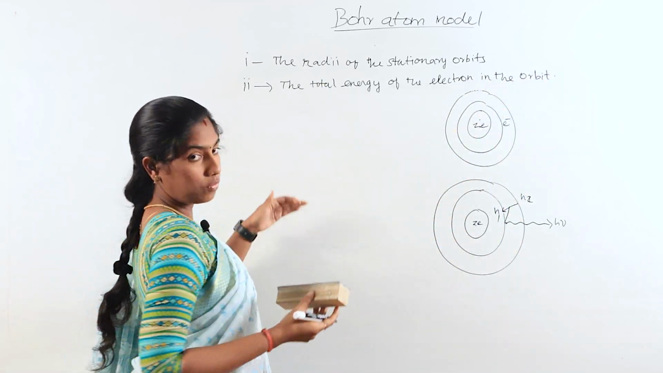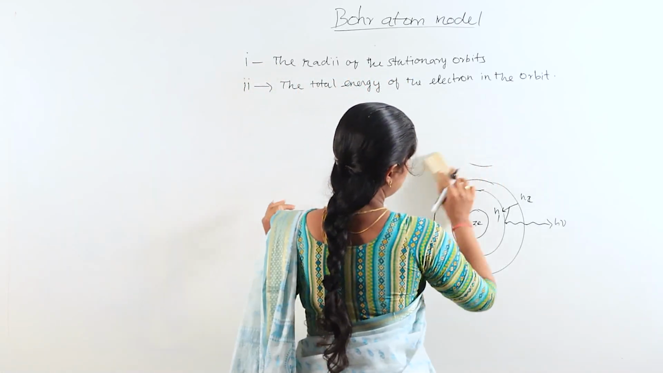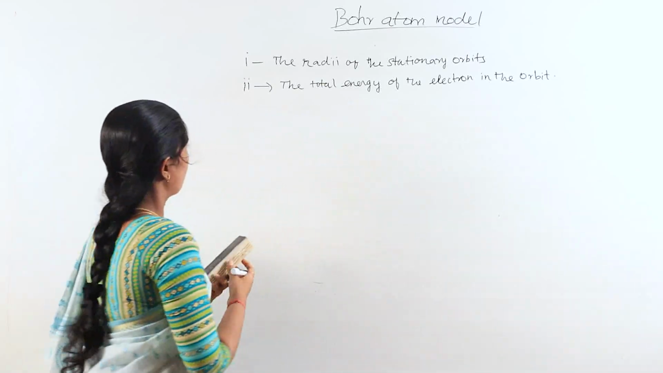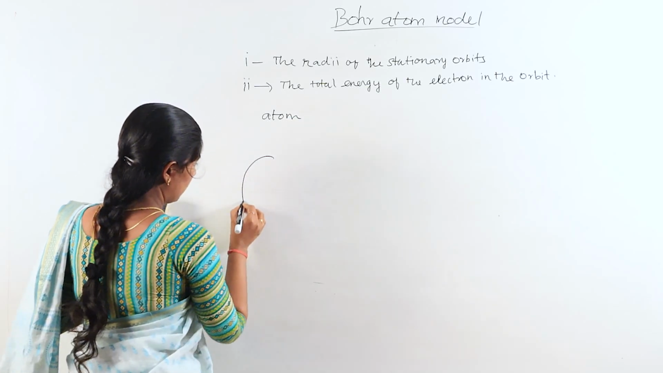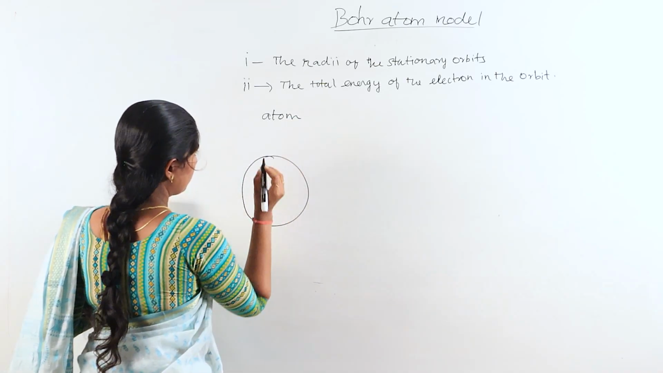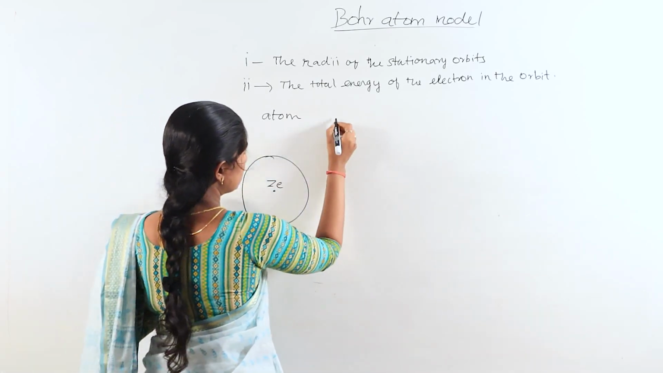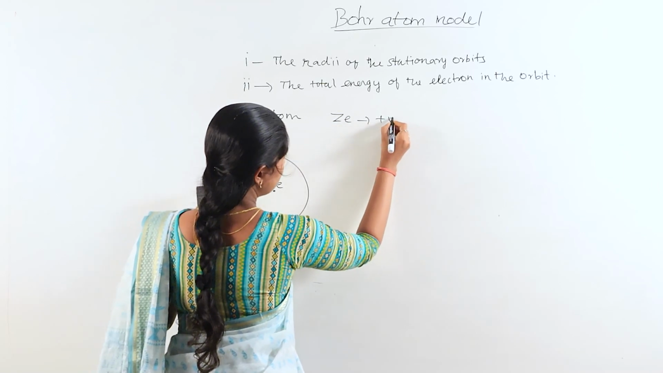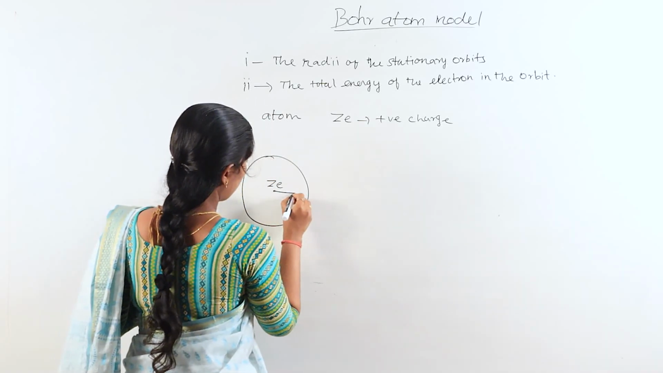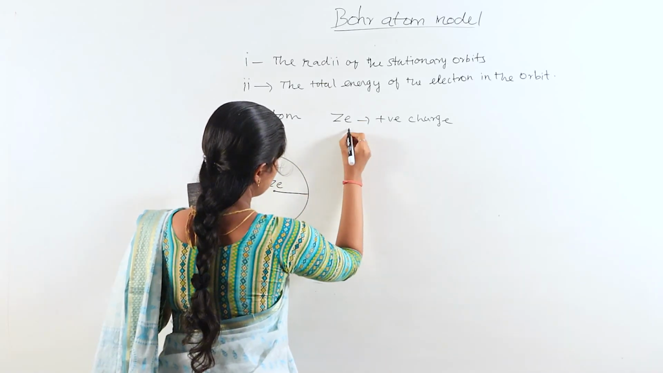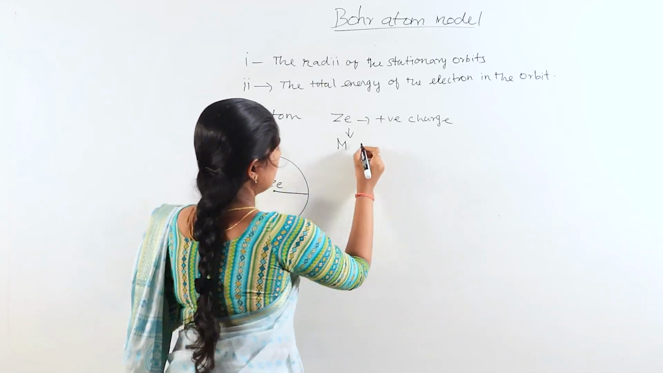Now I'm going to explain the radii of the stationary orbits. Consider an atom. This atom has a nucleus, and the nucleus always has a positive charge. This we know, and the nucleus has some mass, which we represent as m.